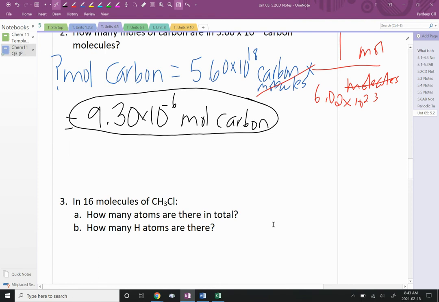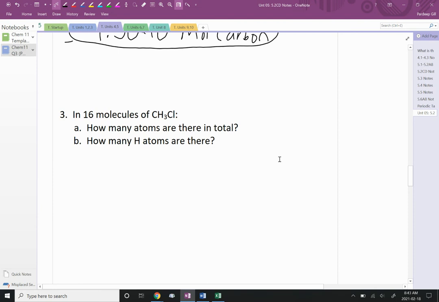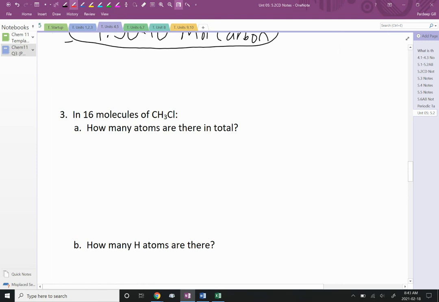Okay, so now in this question here, this one's a little bit different. It's saying here we have 16 molecules, but we want to get to atoms. Okay, we don't want to get to moles or volume or anything like that. So this one, let's set it up carefully and make sure we understand what it's asking and how to get there. Okay, so we want the number of atoms in that particle.